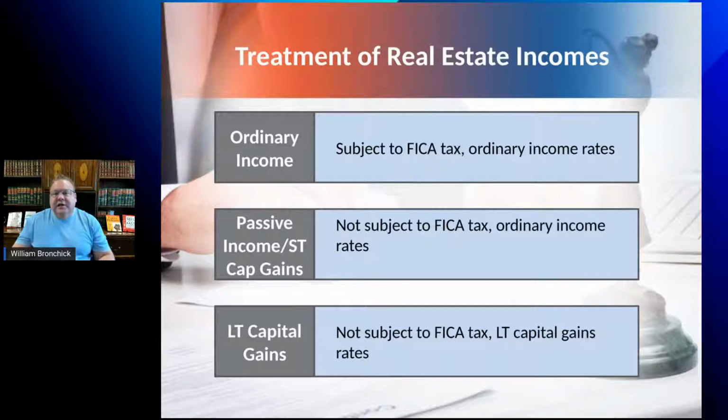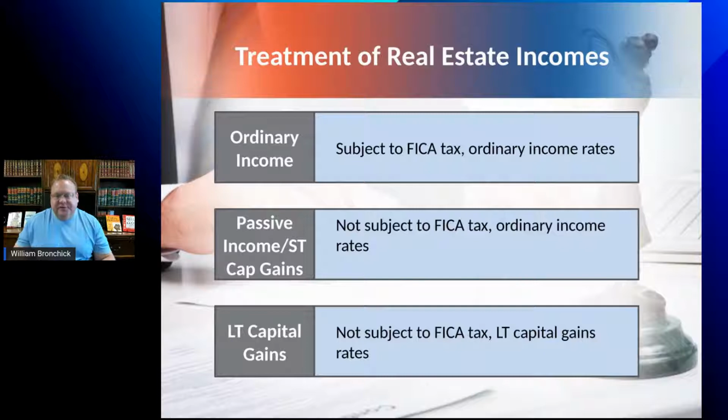Passive income, such as interest and rentals, is reported on your Schedule E of your personal income tax return. Ordinary income, on the other hand, is on Schedule C, self-employed business, which is subject to FICA tax. It's ordinary earned income.